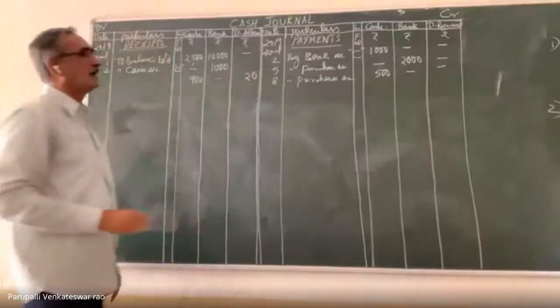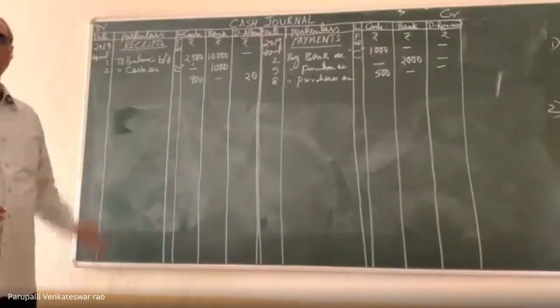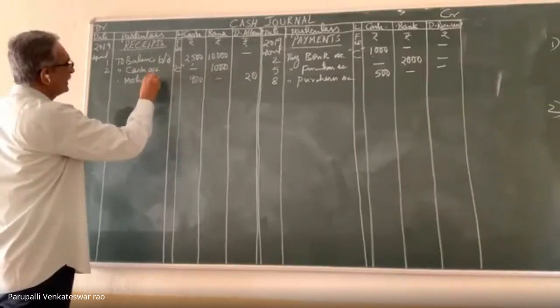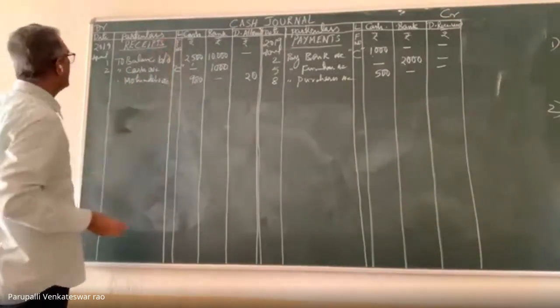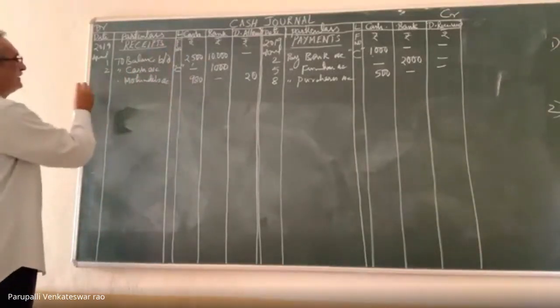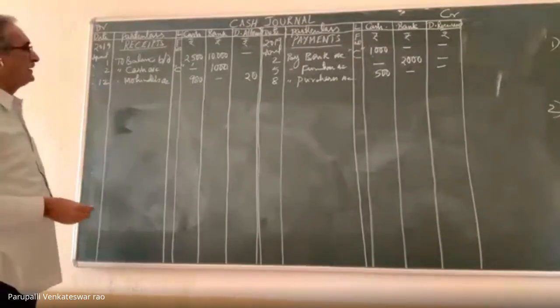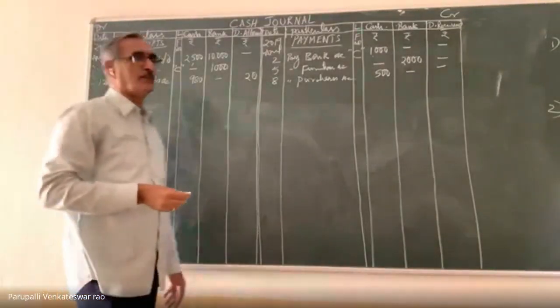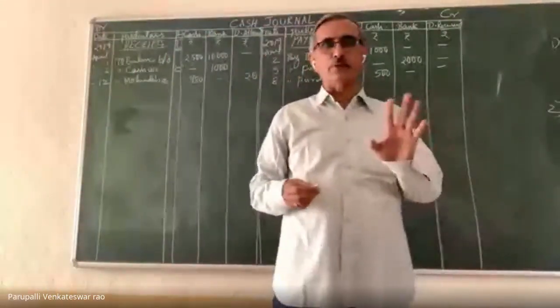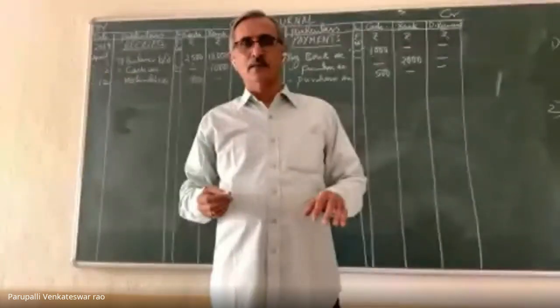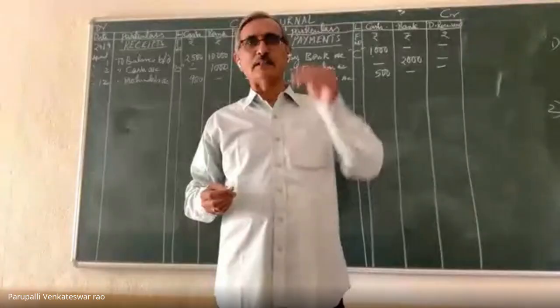20 in the discount allowed column. From whom it is received? Received from Mohinder. So Mohinder's account 980. What is the date? 12th April. 980 rupees cash collected from Mohinder. Actually we should have got 1000 rupees. Mohinder had to pay 1000, because he will be paying promptly.